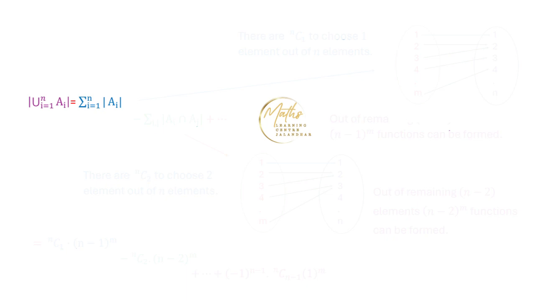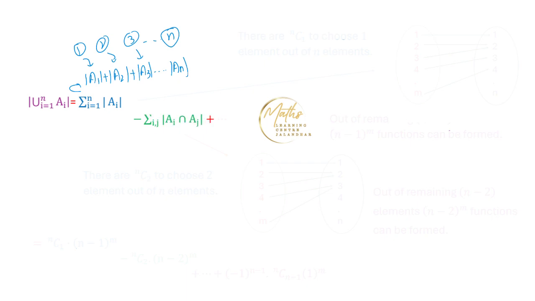It means we are talking about what this term represents. It is representing the cardinality of A1 plus the cardinality of A2 plus the cardinality of A3, and so on up to the cardinality of An. It means we are counting the functions for which the image is not 1, not 2, not 3, and so on up to not n. Then we have to subtract from it this term.